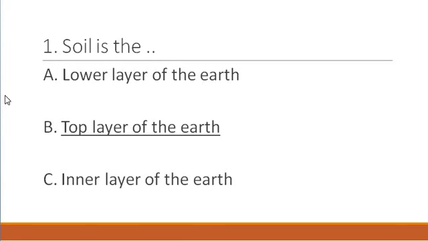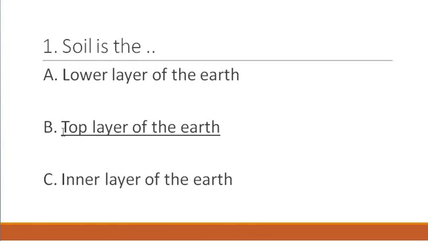Okay, now repeat the question as well as the answer in the way I am reciting here. Ready? So the first statement is, soil is the, answer, top layer of the earth. Again, repeat a second time. Soil is the top layer of the earth.